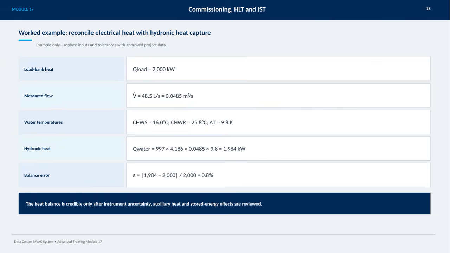Using these values, we calculate the hydronic heat captured as approximately 1,984 kilowatts. The balance error, which compares the hydronic heat to the electrical input, is just 0.8%. This shows a very close match. However, this heat balance is only credible after we carefully review factors like instrument uncertainty, auxiliary heat gains or losses, and any stored energy effects that might impact the measurements. It's important to replace the example inputs and tolerances with approved project-specific data to ensure accuracy.